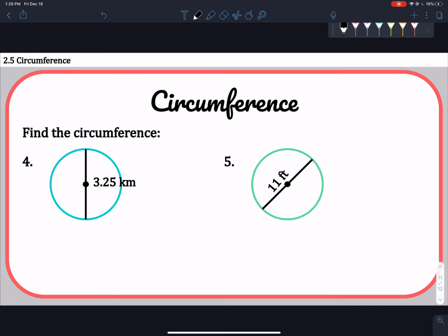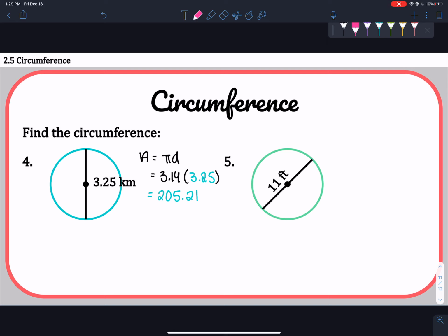Let's do some practice with this. So we have to find the circumference of our two circles. Looking at number 4, I know I'm given the diameter. So we're going to use the formula circumference is equal to pi times diameter. We know that pi is 3.14, and in my circle, my diameter is 3.25. So I am going to multiply those. And I get 205.205. For this class, I'm going to ask that you guys round to the hundredths place. So when I round this, I'm going to get 205.21. So your hundredths place is that second decimal there, okay?